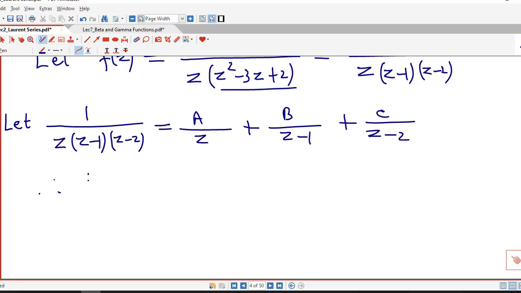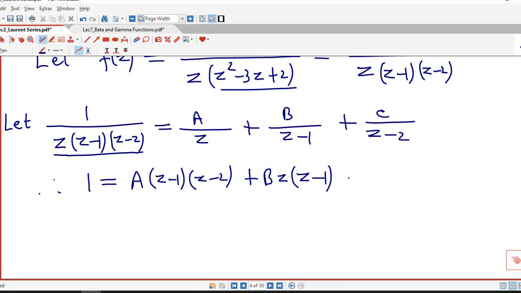So if I multiply the whole equation by z into z minus 1 into z minus 2, I obtain a times z minus 1 into z minus 2 plus b times z into z minus 2 plus c times z into z minus 1. Here z is present, so here z is absent. Here z minus 1 is present, so here z minus 1 is absent. And here z minus 2 is present, so here z minus 2 is absent.